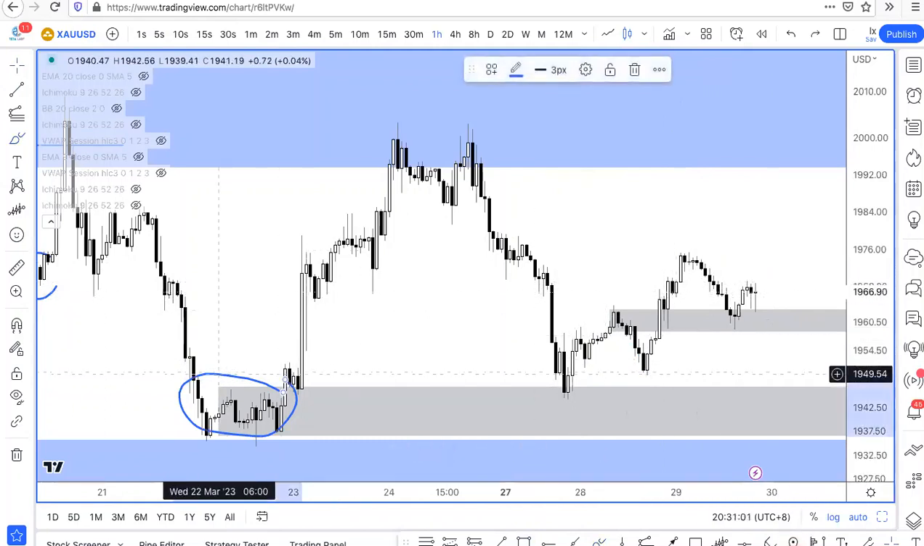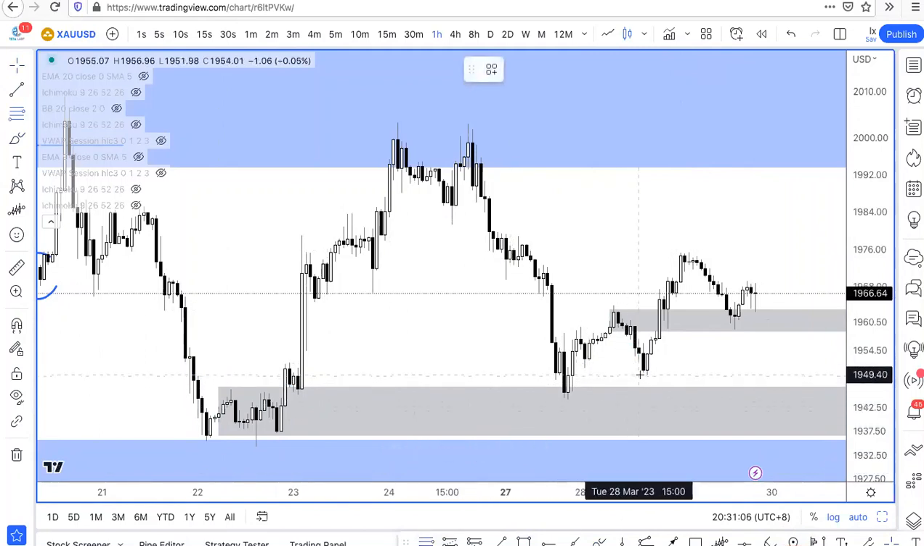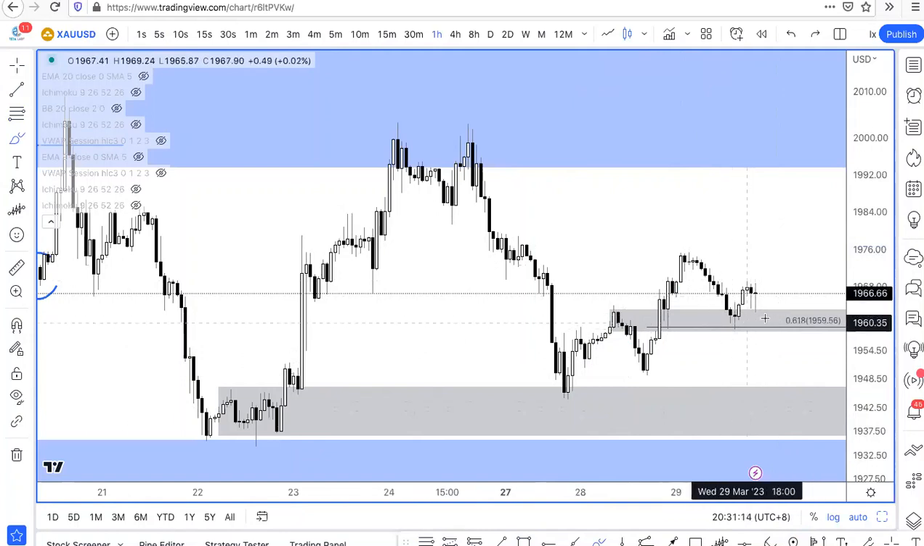With that, you can also use your retracements to see if there are any levels that line up with this zone. In this example, because this is the move up, you want to use your retracement starting from this low to high. And you can see that price is currently sitting on the 61.8 retracement.